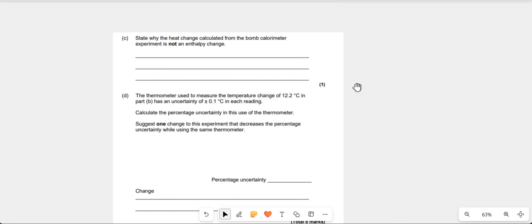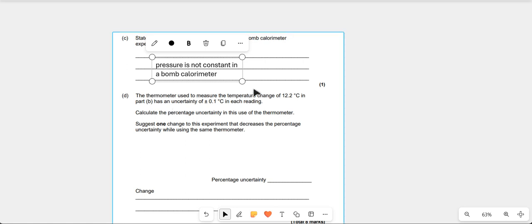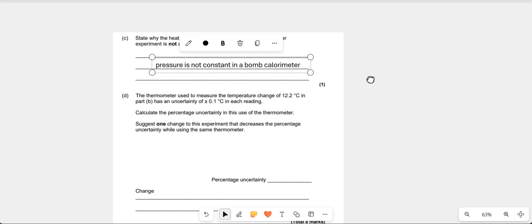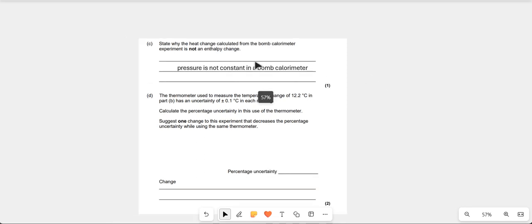State why the heat change calculated from the bomb calorimeter is not the enthalpy change. Because pressure is not constant in the bomb calorimeter. Enthalpy change is measured at constant pressure. But in a bomb calorimeter, the volume is constant. It's sealed. So that's why you find the temperature change.